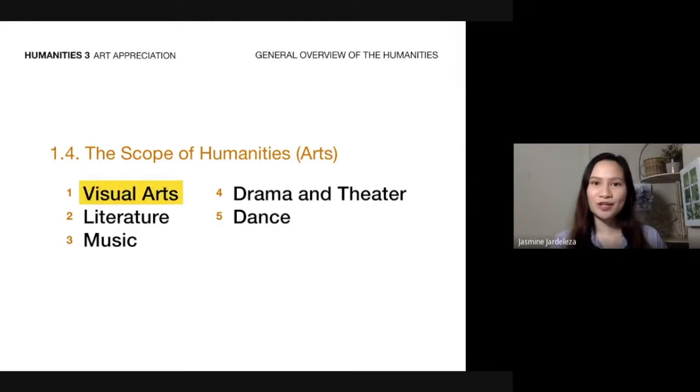So first, let's talk about the visual arts. Visual arts are those that we perceive with our own eyes. There are two categories under the visual arts. So we have the graphic arts and the plastic arts. Graphic arts covers any visual artistic representation in which portrayals of forms and symbols are recorded on a two-dimensional surface.